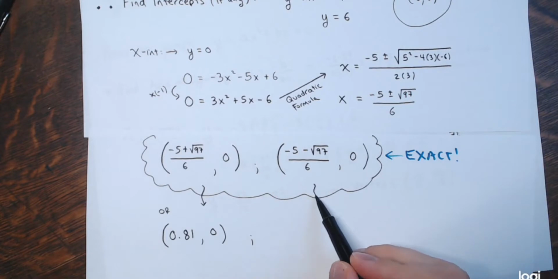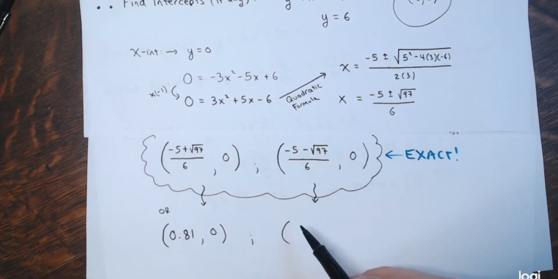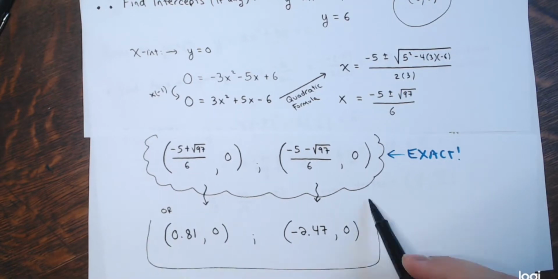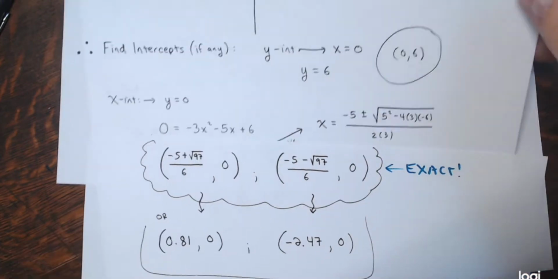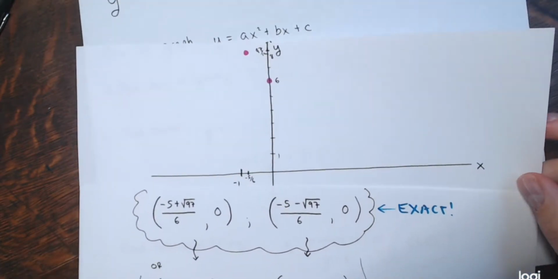And then this other one, doing negative 5 minus the square root of 97 over 6. I'm doing it on my calculator off screen. That x-intercept is approximately negative 2.47 when I go to 2 decimal places, comma 0. All right, and I'm going to use these as my guide, going back to my graph.